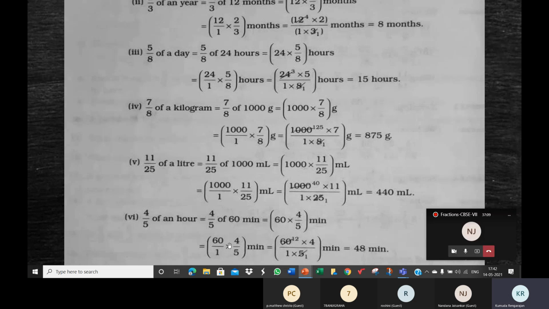Take up 60 and 5, one from the numerator, one from the denominator, and cancel like this. 5 ones are 5 and 5 12s are 60. 12 fours are 48 minutes, because this is 60 minutes. The unit here is minutes, so 48 minutes is the answer.